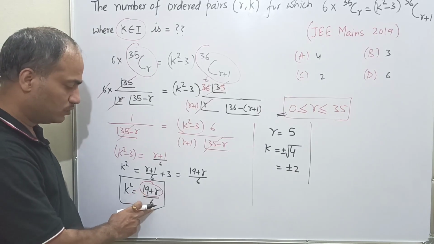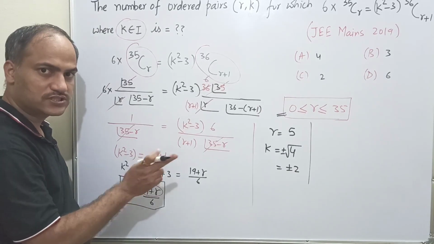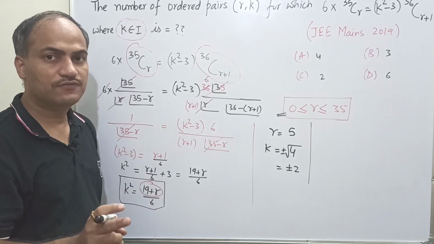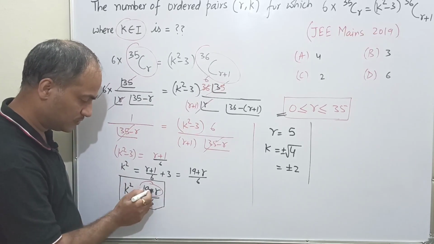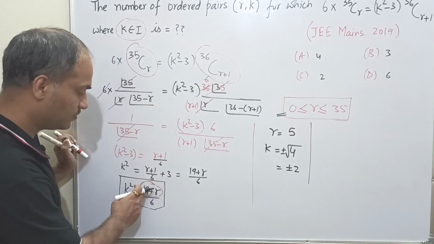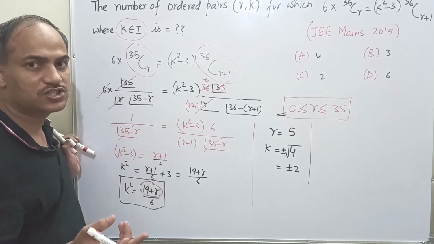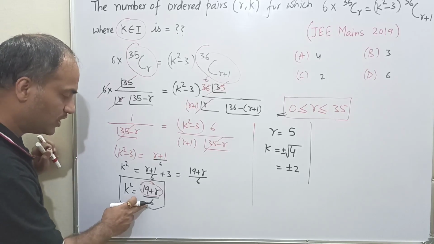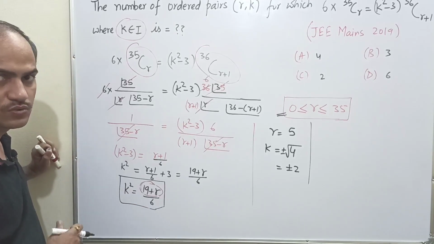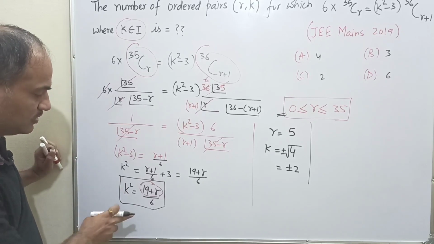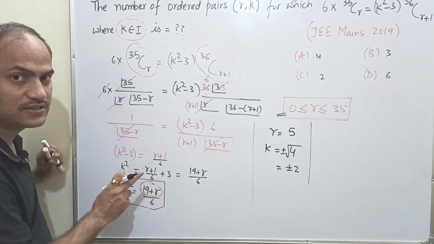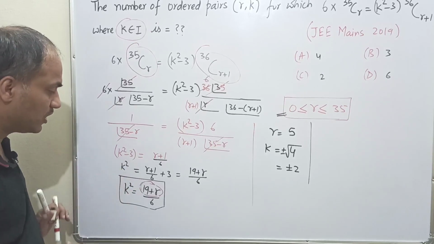Now is there any other value? 6 4s are 24, 6 5s are 30, but 5 will not give a perfect square root. Next is 36, 6 6s are 36. If this value becomes 36, 36 upon 6 means 6, and 6 is also not a perfect square. So let us move ahead. 6 7s are 42, 7 is also not a perfect square. Then 6 8s are 48, no, 8 is not there. Then 6 9s are 54. Yeah, 54 can be there.